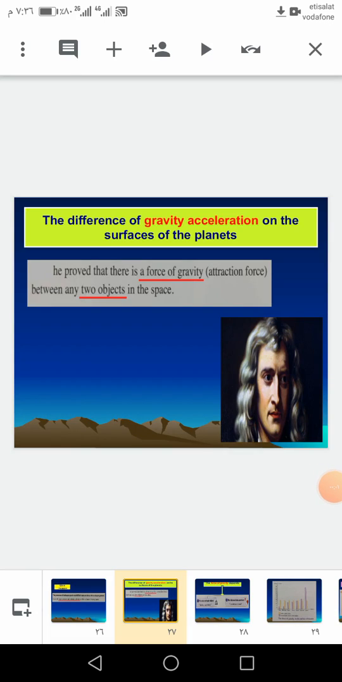The differences of gravity acceleration on the surfaces of the planets. You know from the previous unit that the scientist Isaac Newton was the first one who discovered the Earth's gravity force. When he was standing under a tree, he found an apple falling down to the ground. So he proved that there is a force of gravity. A force of gravity means attraction force between any two objects in the space.